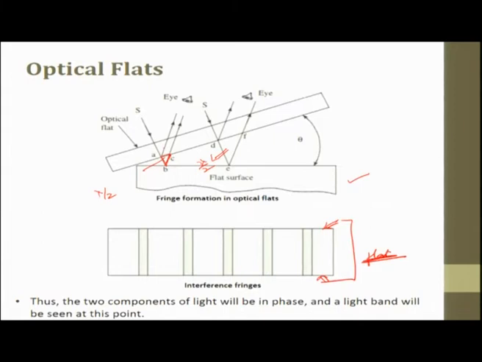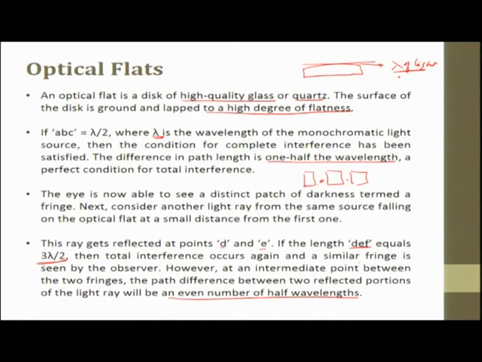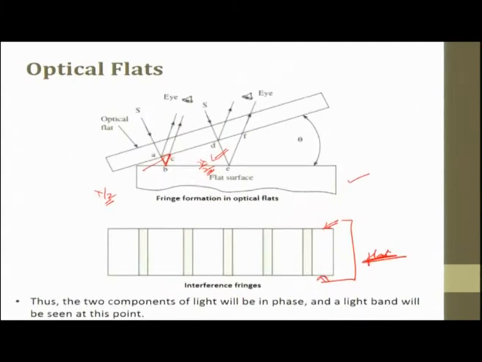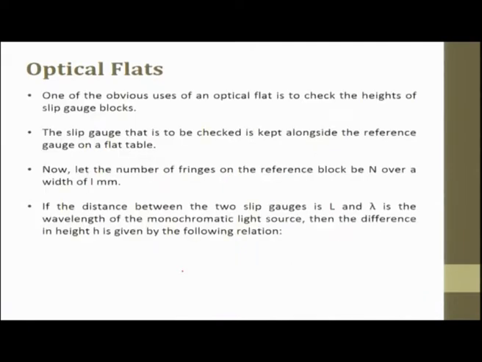So, it gets reflected from A, B and C, and that is lambda by 2, and D, E and F, it is 3 lambda by 2. Total interference occurs, right. Thus the two components of light will be in phase and the light band will be seen at a point. Okay, you see light bands at points.